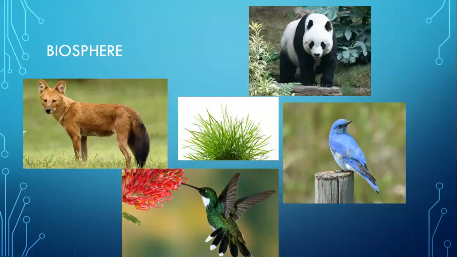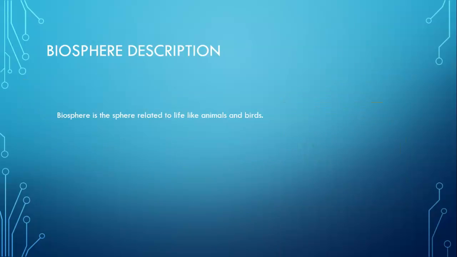Sphere number one, the biosphere. The biosphere can have animals like pandas, dogs, birds, and grass, because grass is also a living thing. The biosphere is a sphere related to life, like animals and birds. And the grass is part of life because it is a living thing.